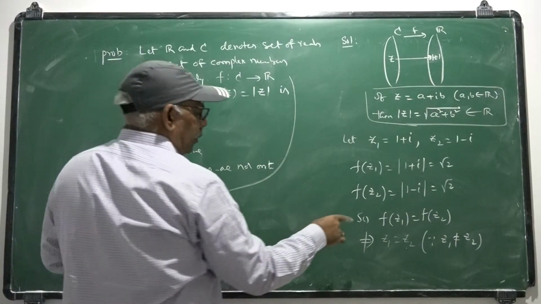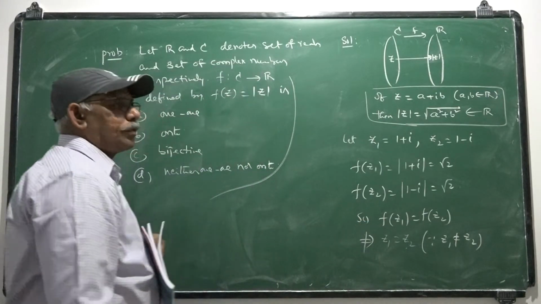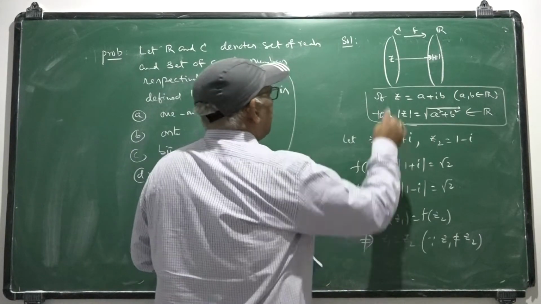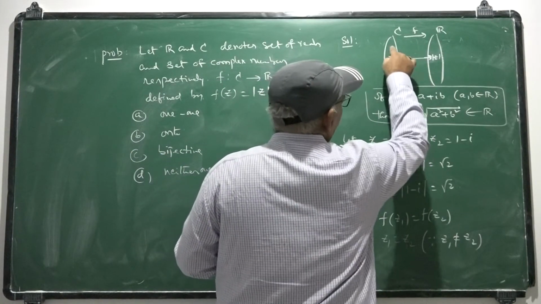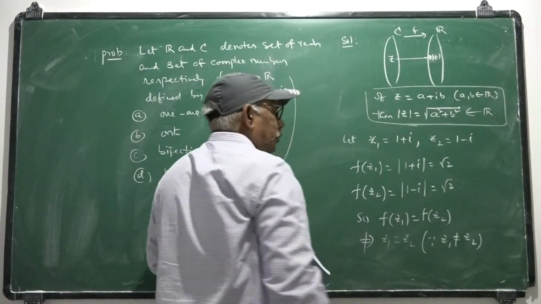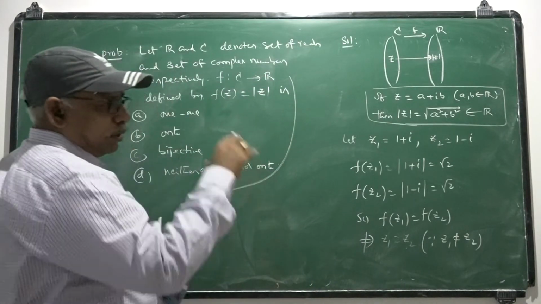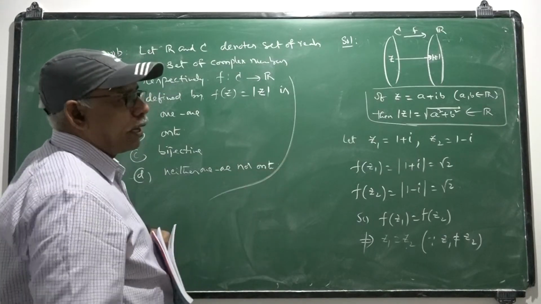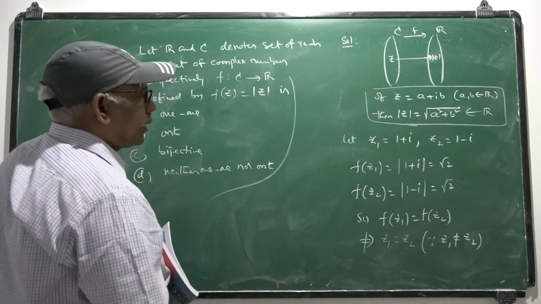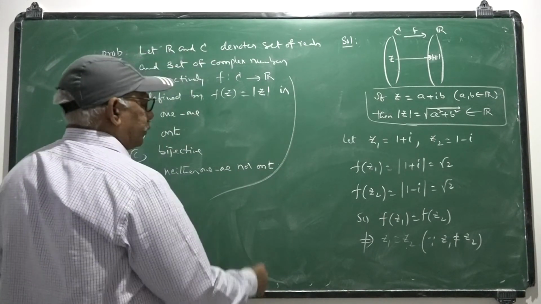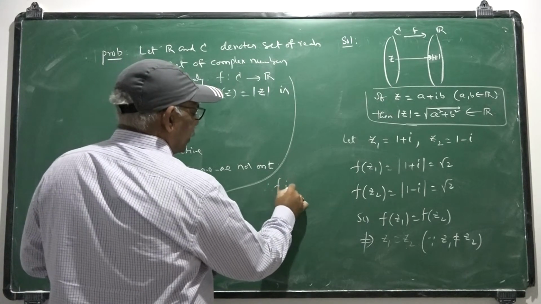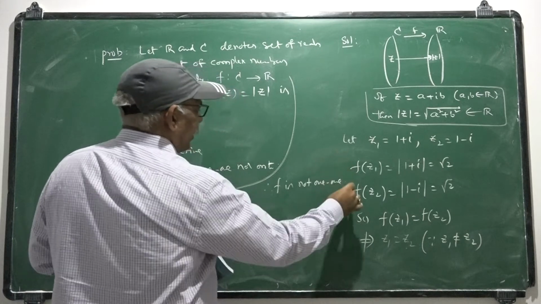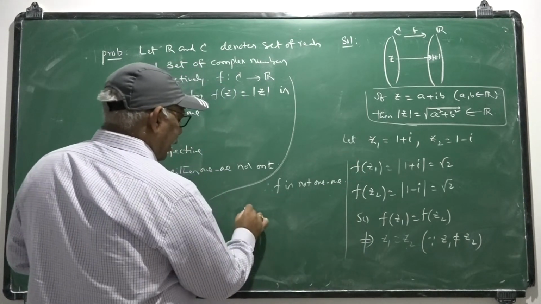So, the concept of one-one nature of the function does not follow here. Both 1 plus i and 1 minus i are mapped to the same element, root 2. Hence, the two elements of the domain map to one element of the codomain. Hence, f is not one-one. Therefore, f is not one-one.